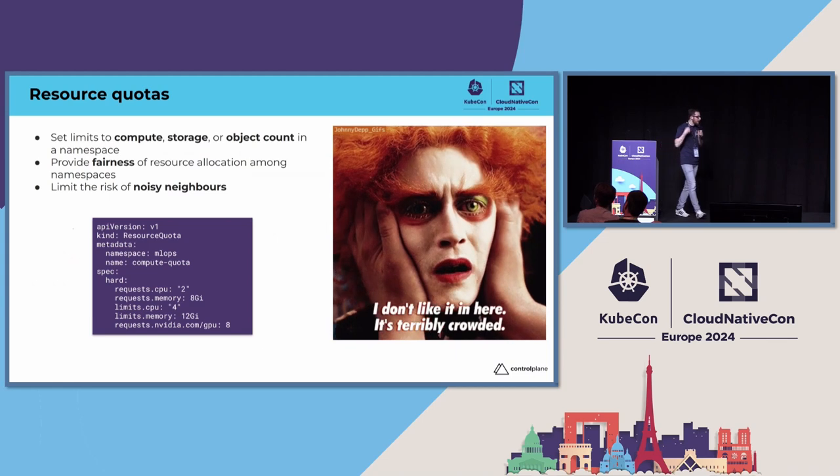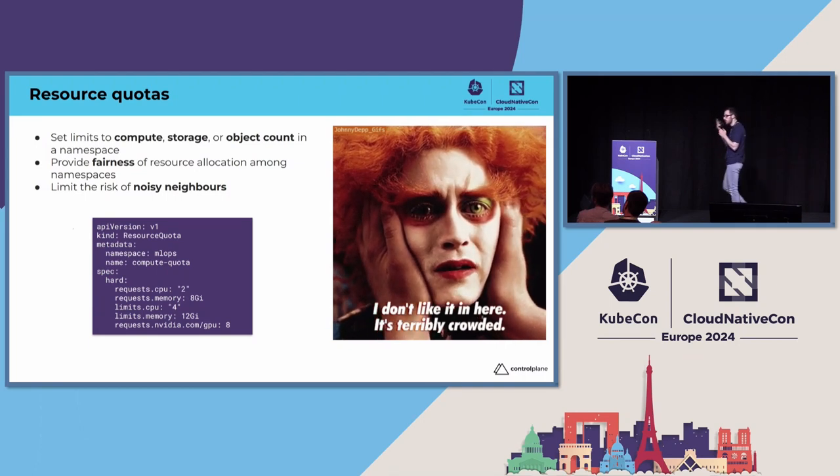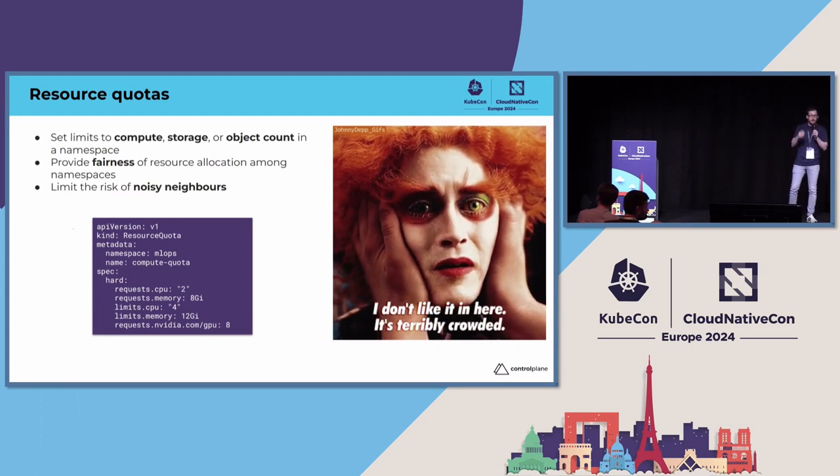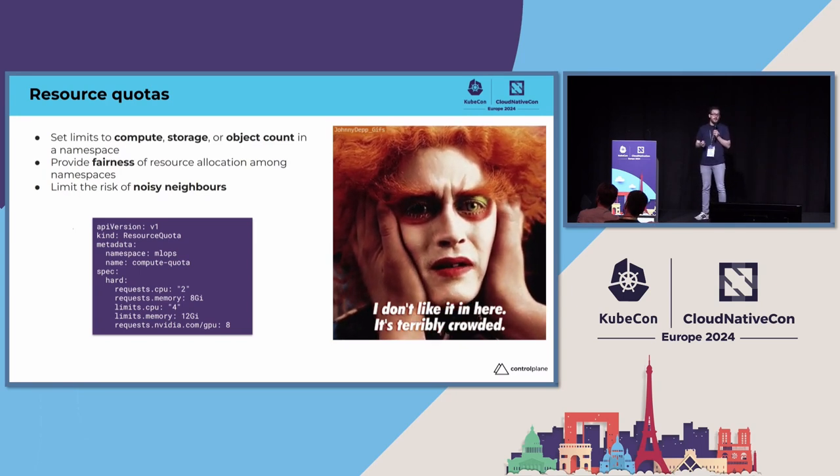We talked about RBAC, networking, and security context, but we also need to mention resource management, which also has a lot to do with namespaces. I won't go into much detail on these slides, just want to mention that resource quotas and limit ranges are two important Kubernetes features, which are also namespace bound. With resource quotas, you set limits to storage, compute, and object count at the namespace level. The security benefit of this is that you can effectively limit the risk of noisy neighbors in a cluster where one application takes too many resources and basically renders other applications non-responsive.